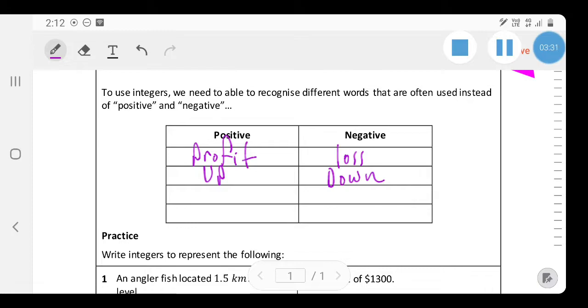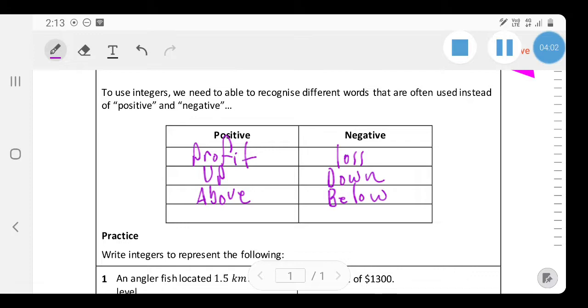Okay. All right, moving on to another pair of words. Above and below. All right. This ought to ring a few bells. 13 degrees above 0. That's the sort of thing you hear on the news at night time, okay? 13 degrees above 0. Temperature.